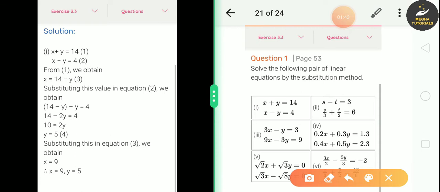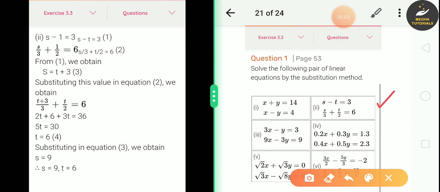Substitute the value of y in equation 3. So you will get x is equal to 14 minus 5. So 14 minus 5 will come 9. Therefore the values of x and y are 9 and 5. So this is the final answer.